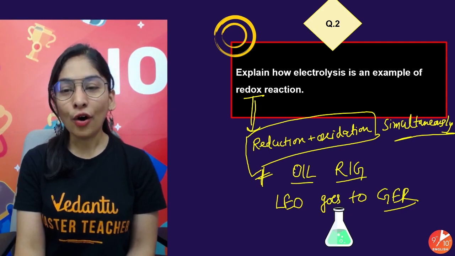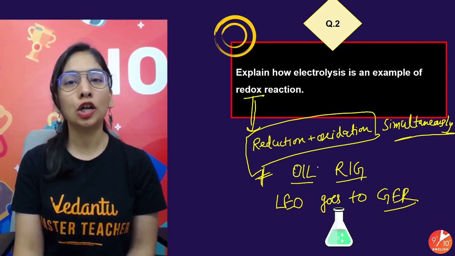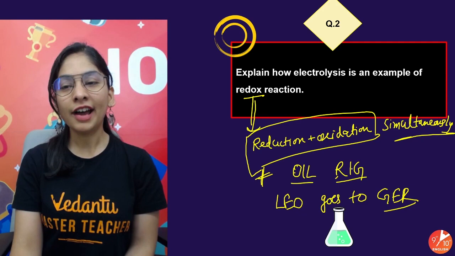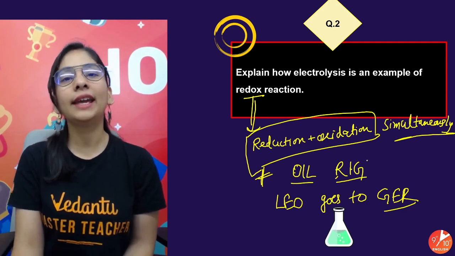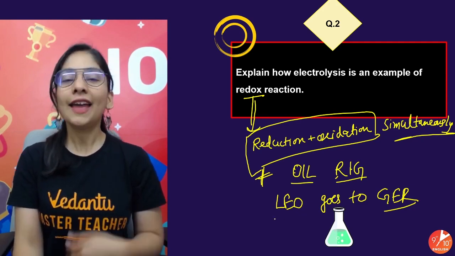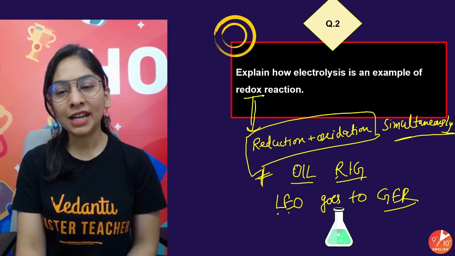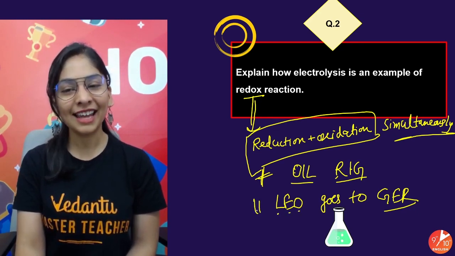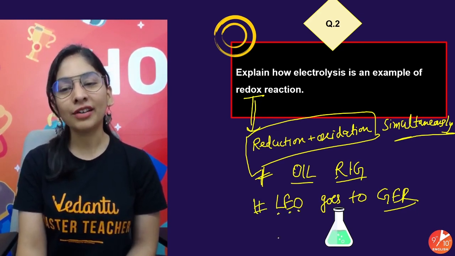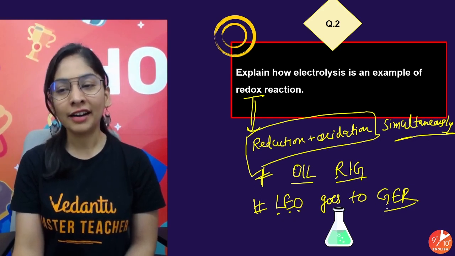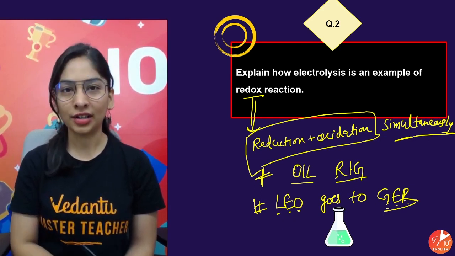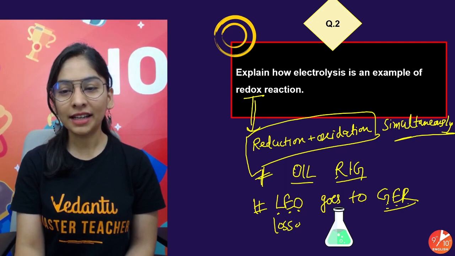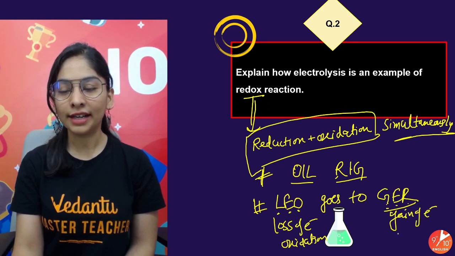OIL RIG. Oxidation is L, loss of electron. Reduction is G, gain of electron. In the same way, LEO: loss of electron is oxidation. I personally like this one. GER: gain of electron is reduction. Okay. So this point is clear. Loss of electron is oxidation and gain of electron is reduction.